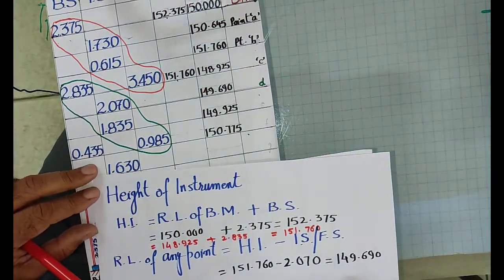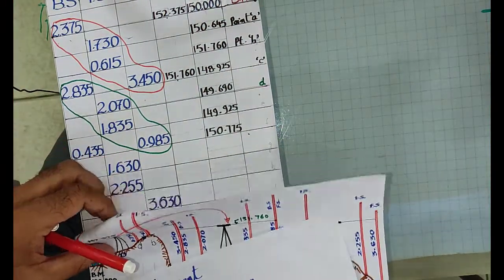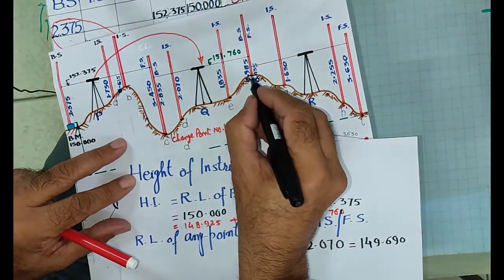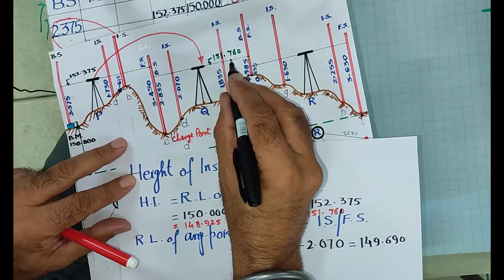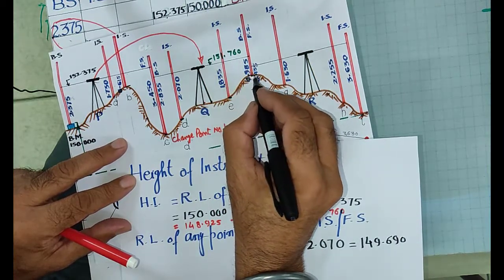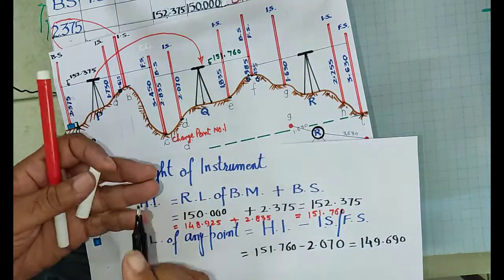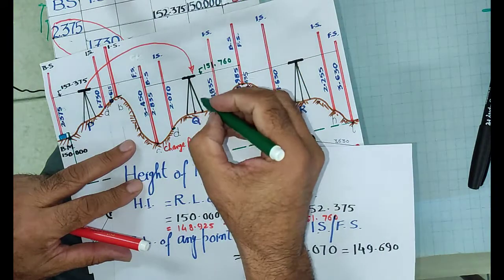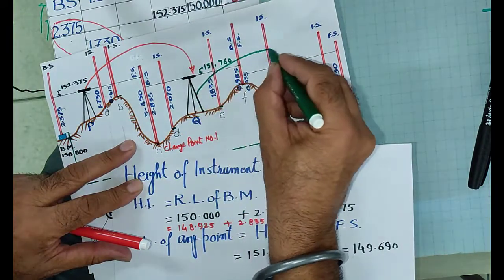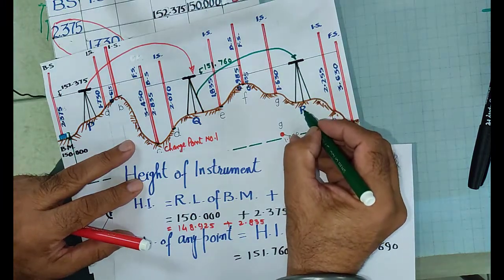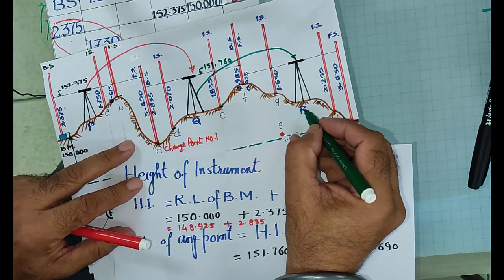Okay, so now see, I have calculated the RL of D, E and F after deducting the readings from the height of instrument. Then I shifted my instrument from Q to R. See, now from here I shifted my instrument Q to R. At R this is the new setting of the instrument.